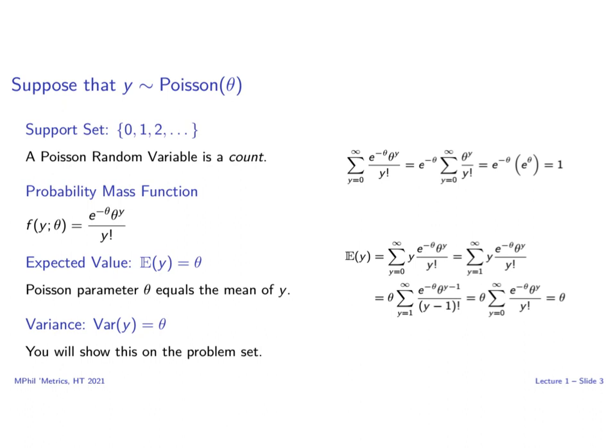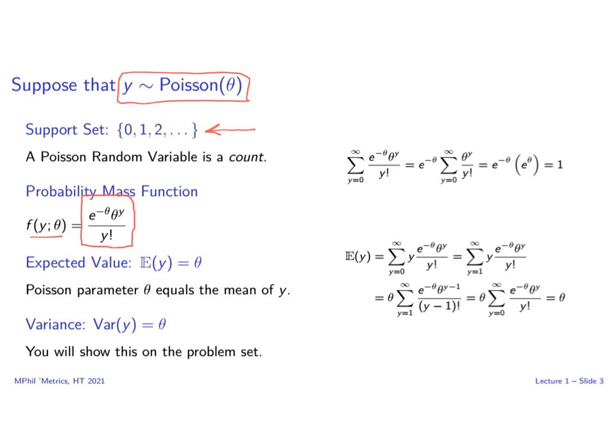to the next video. We say that a random variable y follows a Poisson distribution with parameter theta, written y tilde Poisson(theta), if the random variable y has the probability mass function f(y; theta) equals e to the minus theta times theta to the y divided by y factorial, where y has support set 0, 1, 2, and so on, including all of the positive integers. The Poisson distribution is a common model for count data.